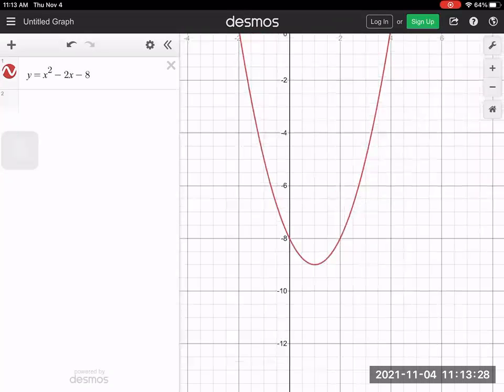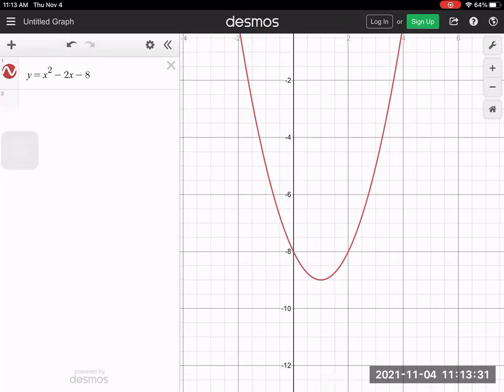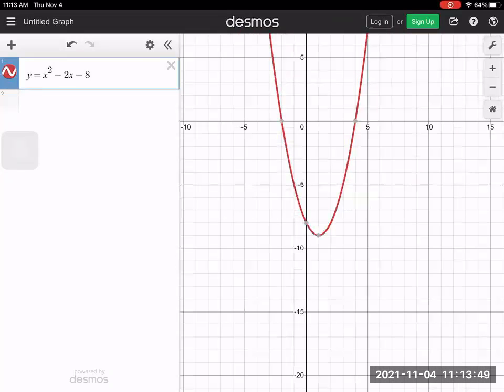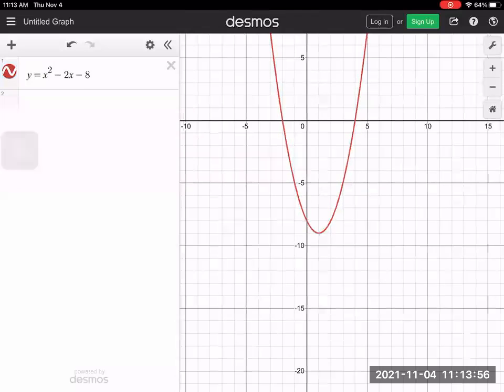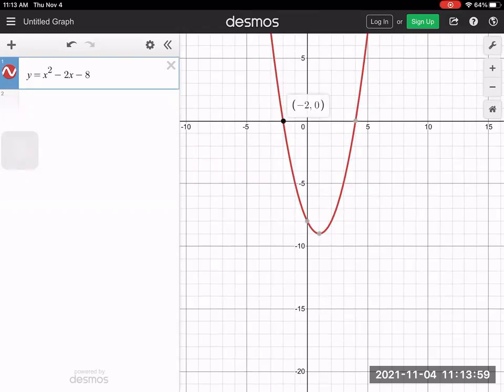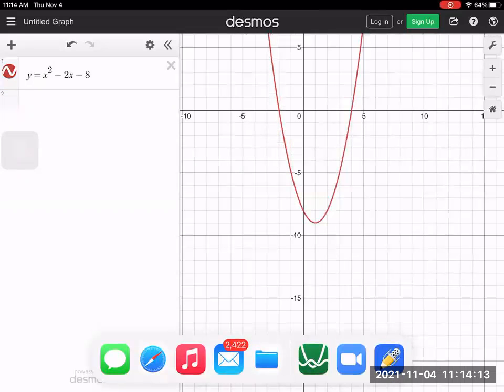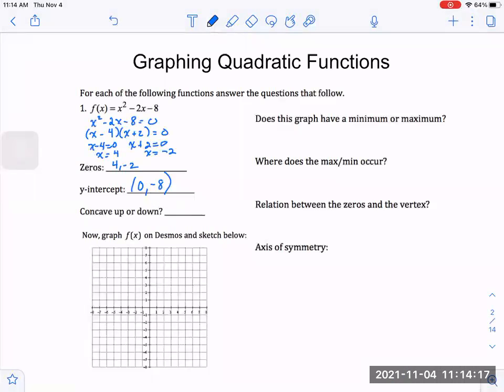So one thing that's nice about Desmos is I can see there is a minimum there. If I just touch it, it'll tell me the ordered pair. I can look at my x-intercepts too, and it will tell me the ordered pairs as well. Okay, so of course I had zeros at -2 and 4. That should not be a surprise. And the minimum happens at 1, -9. So let's put that on our graph.